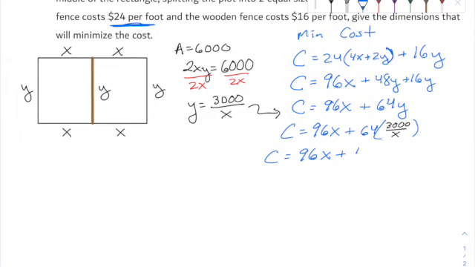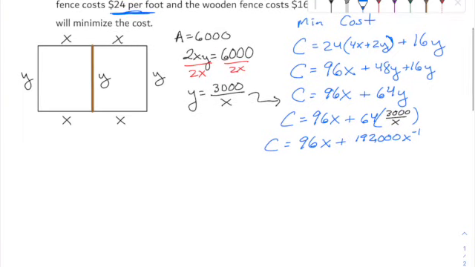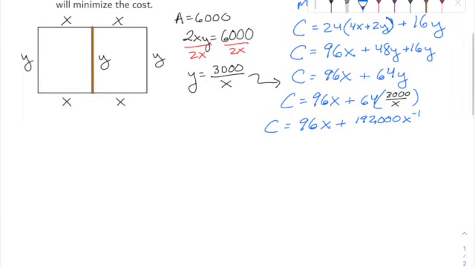64 times 3,000, that's going to give you 192,000 over x. I think this derivative is probably easy enough to do by hand that I might just do everything by hand on this one. So I'm bringing that x up and calling it x to the negative 1. I'm going to use a little power rule here. So my derivative, c prime, or dc dx if you want to call it that, is going to be 96.